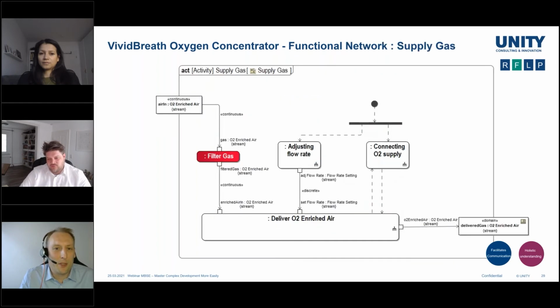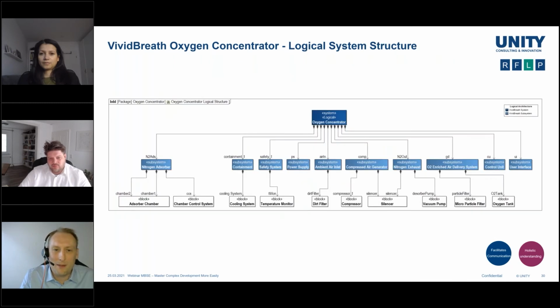What we then, of course, also did, we not only did the structure of the functions, we, of course, did also the functional chain, the flow chain. For example, here, how the gas is supplied and enriched or filtered, and then O2 enriched air is basically delivered from the oxygen concentrator to the ventilator. And maybe Tobias, you can switch to the next slide.